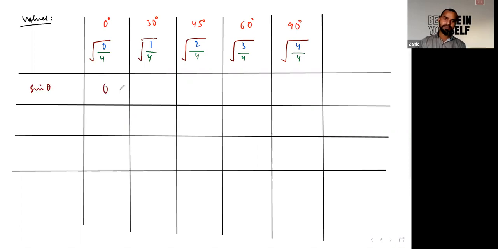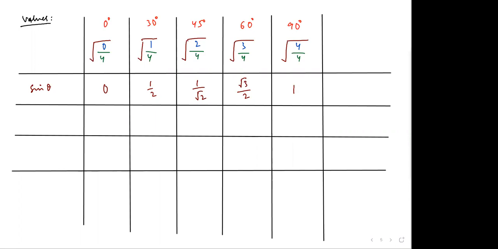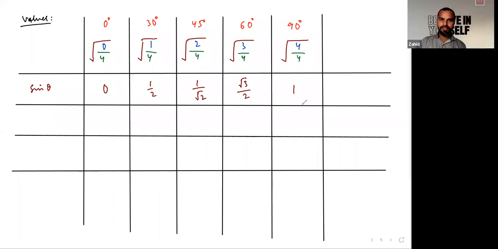0 upon 4 would be 0. 1 upon 4 would be 1 upon 2. 2 upon 4 would be 1 upon root 2. Similarly, root 3 upon 2, and it would be 1. Is it clear to everyone? Yes, sir.